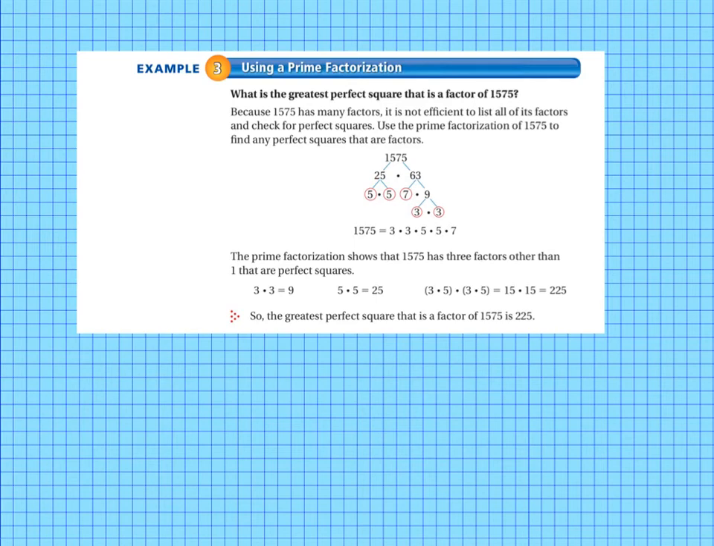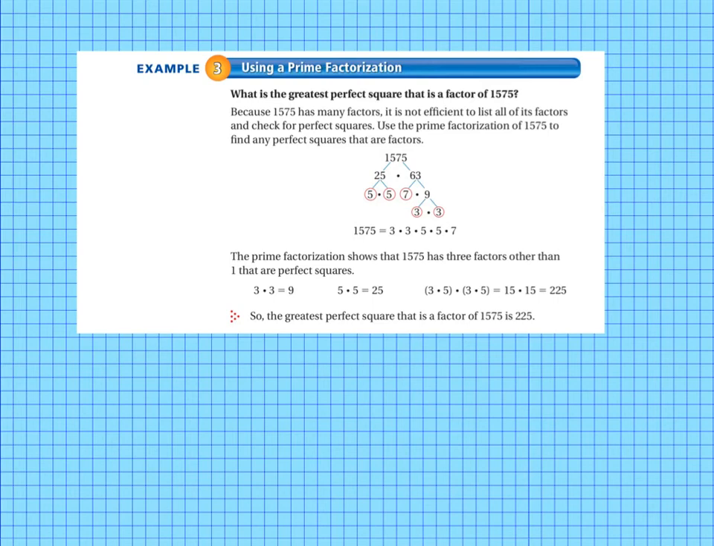Example 3 is about using a prime factorization. It says, what is the greatest perfect square that is a factor of 1,575? We talked about perfect squares in our last lesson. So we're going to take that giant number, 1,575, and find the prime factorization. Because 1,575 has many factors, it is not efficient to list all of its factors and check for perfect squares. So doing a factor rainbow would be horrible for this number. Use the prime factorization of this number to find any perfect squares that are factors.